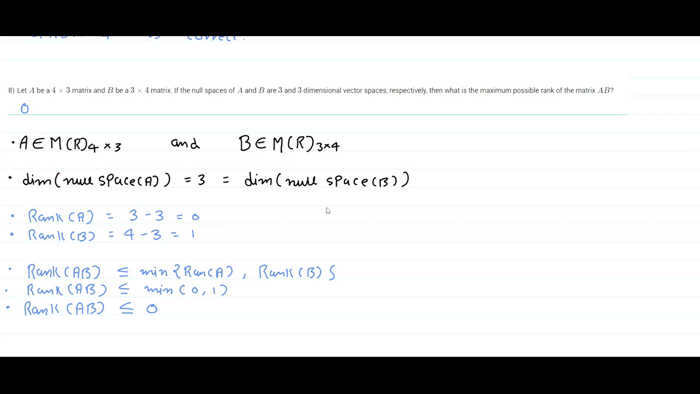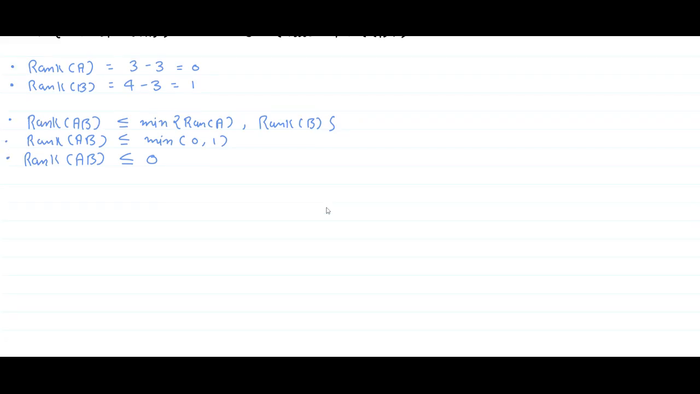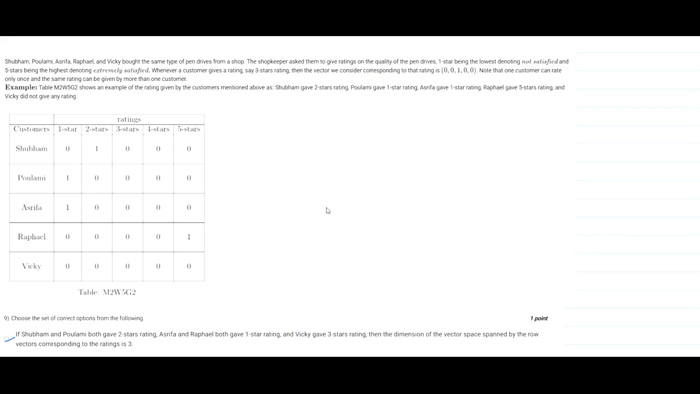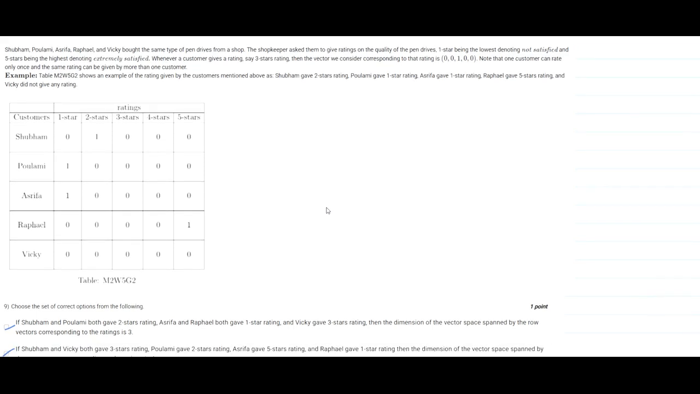Now let us move to question number 9. Question number 9 basically says that Shubham, Paulmi, Asrifa, Rafal and Vicky buy the same pen drive from a particular shop. And they have to rate the quality of the pen drive on a scale of 0 to 5. Each rating will represent a vector, like suppose someone gives 3 stars, then its vector will be something like 00100. An example of a rating is also given in the table below. From the given options, we have to select the correct options.